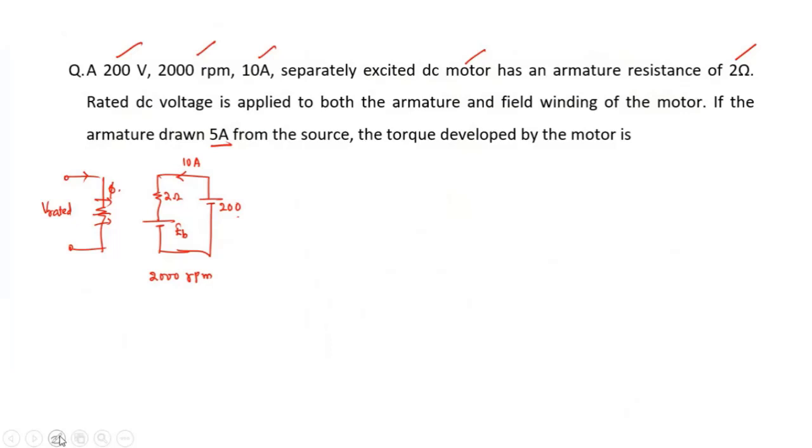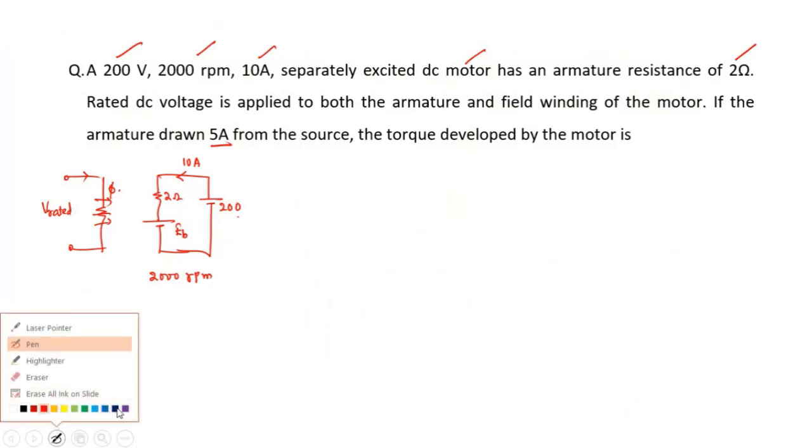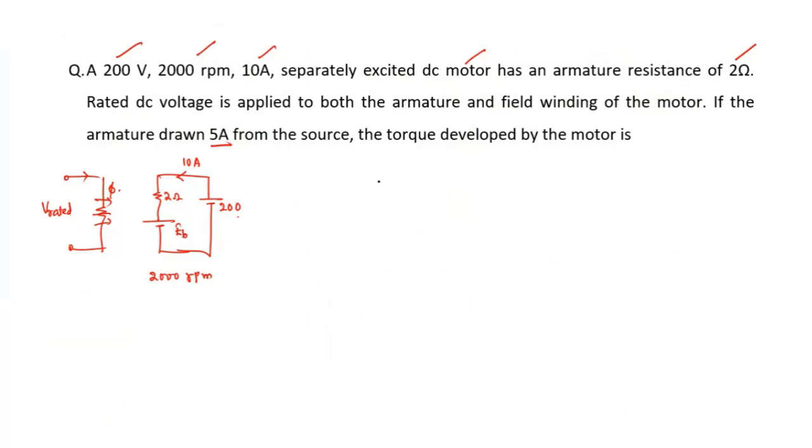Now what is being asked? He is not asking the torque developed at 10 amperes. He is asking the torque developed when it is drawing 5 amperes. So what is the electromagnetic torque developed by the motor?